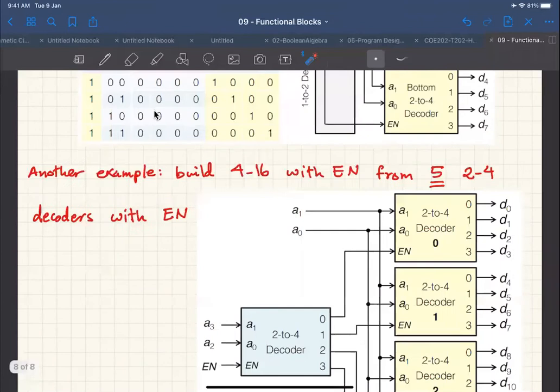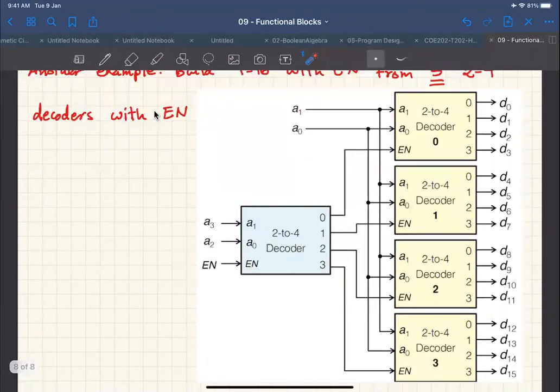So this is the 2 to 4 decoder that selects one of the level 2 decoders. Only one of them will be active at any time, depending on A3 and A2 of the selection. These are the most significant bits of the 4 to 16 decoder, and these are going to be the least significant 2 bits. And notice that they are all shared between all the level 2 decoders.